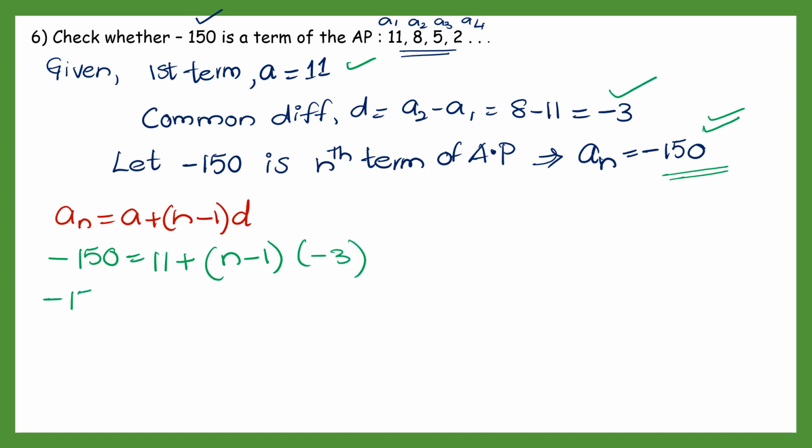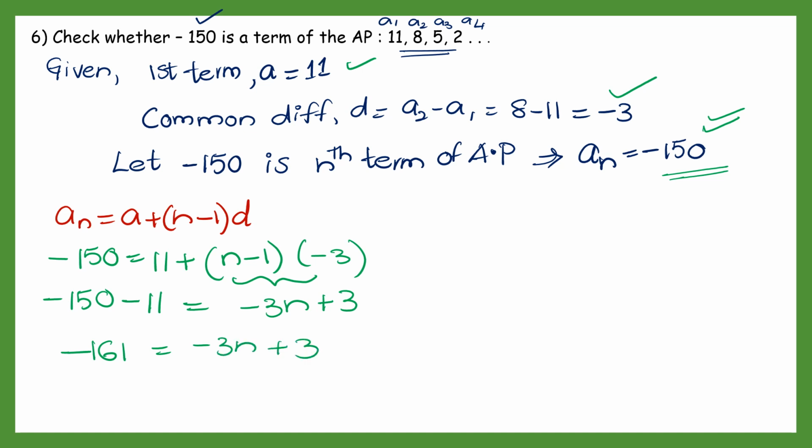Now minus 150 equals plus 11 on the right side of the equation. If it comes to the left side, it will become minus 11 is equal to minus 3 into (n minus 1); minus into minus is plus 3. If we multiply this, we get minus 3n and plus 3. Minus 150 minus 11, you get minus 161 is equal to minus 3n plus 3. This plus 3, if it comes to the left side, will become minus 3. So minus 164 is equal to minus 3n. Minus on both sides of the equation gets cancelled. So we get 164 is equal to 3n.